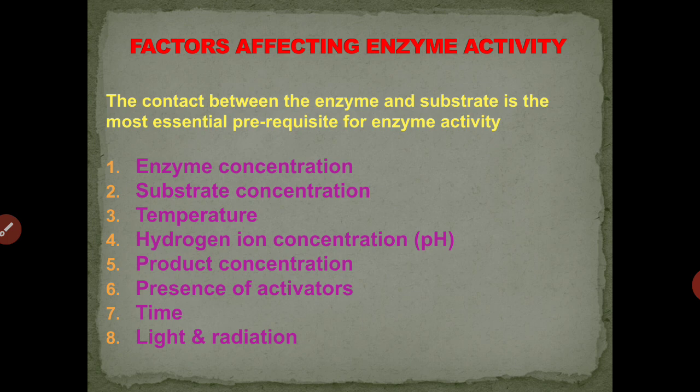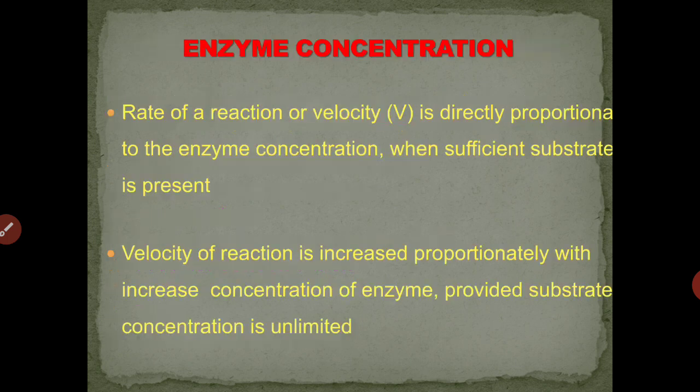So these are the different factors which influence the enzyme activity: enzyme concentration, substrate concentration, temperature, hydrogen ion concentration or the pH of the media, product concentration, presence of activators, time, light and radiation. Let us see each of the factors, how they influence the enzyme activity. So first is your enzyme concentration.